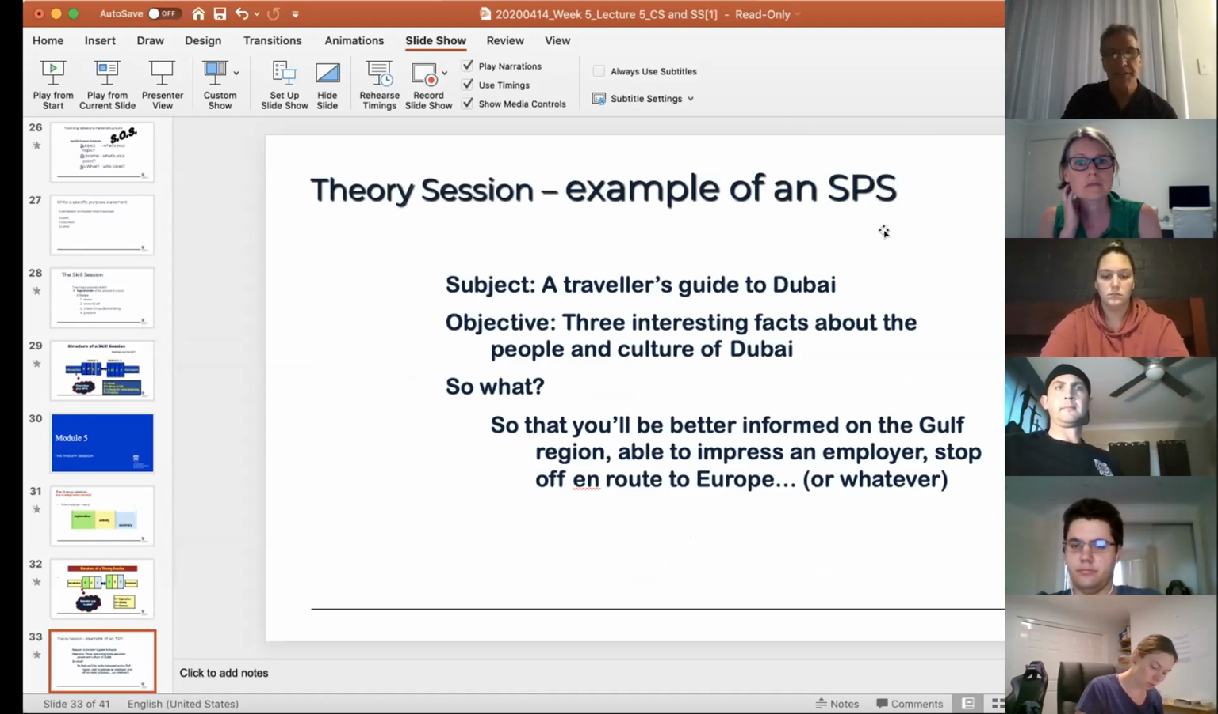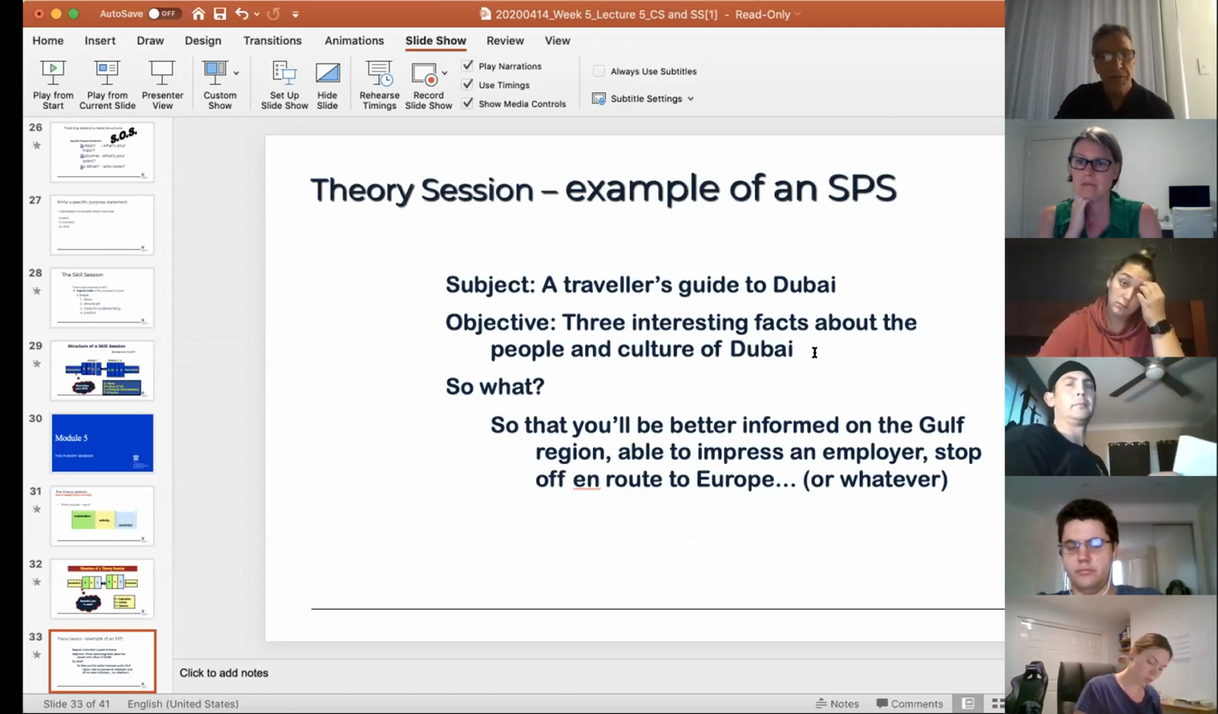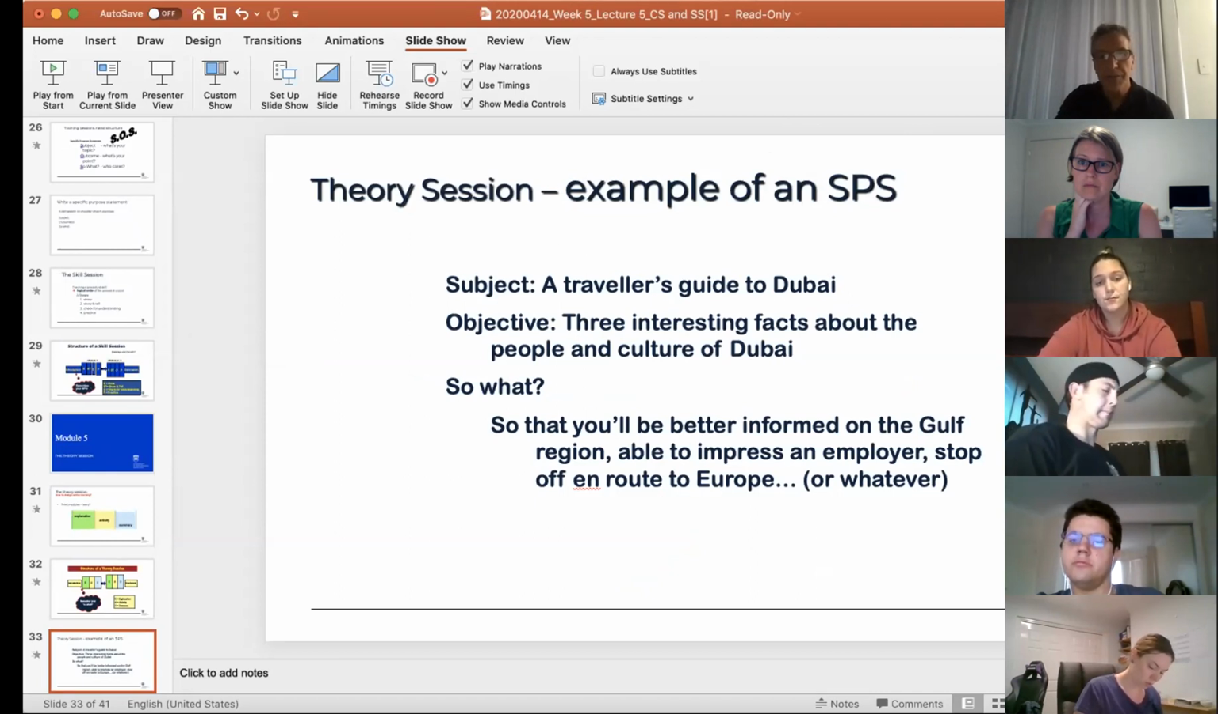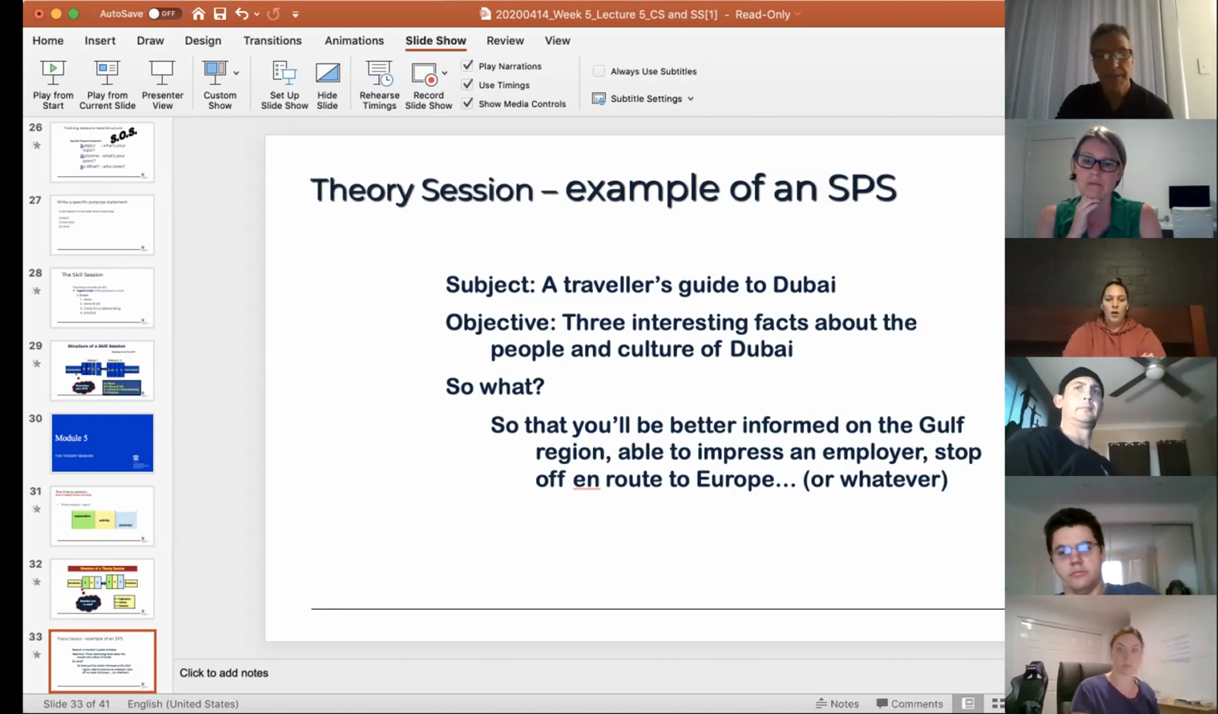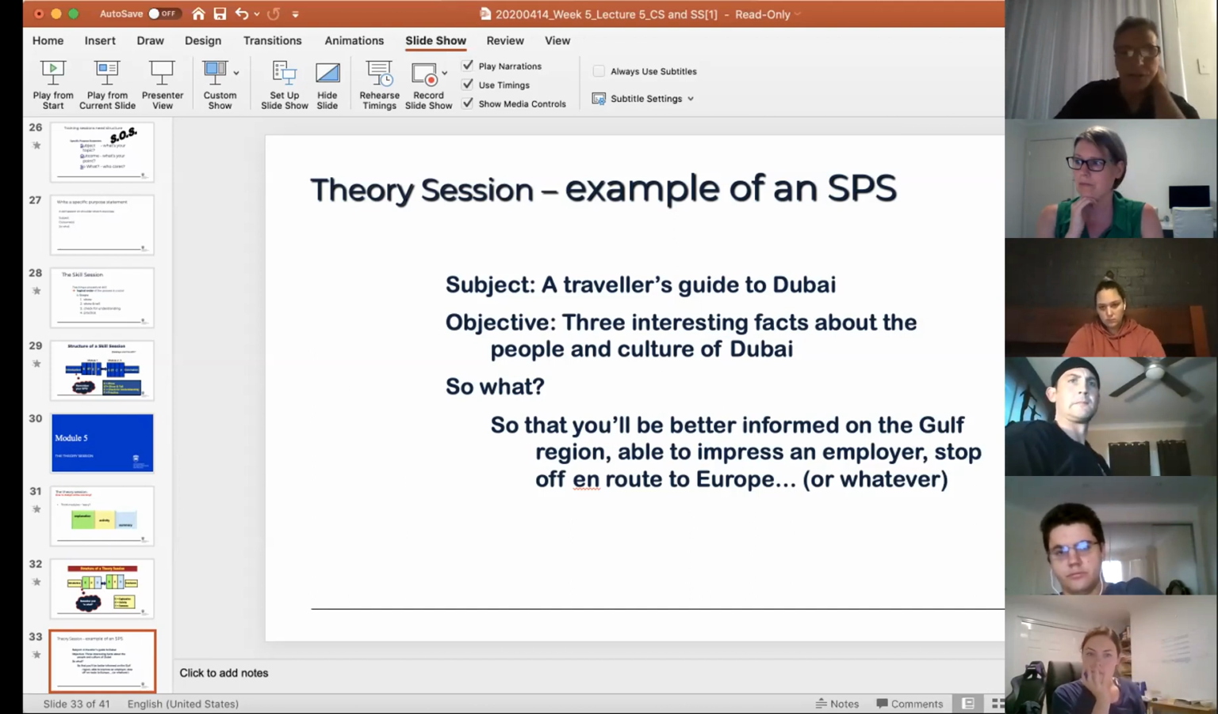So that's a theory session, an example of an SPS. The subject is a traveler's guide to Dubai. The objective is 3 interesting facts about the people and culture of Dubai. So what? So that you'll be better informed on the Gulf region, able to impress an employer or stop off en route to Europe or whatever. Okay. So that's a specific purpose statement for a traveler's guide to Dubai. And then you would, of course, have your learning outcomes in there as well. Any questions on that?